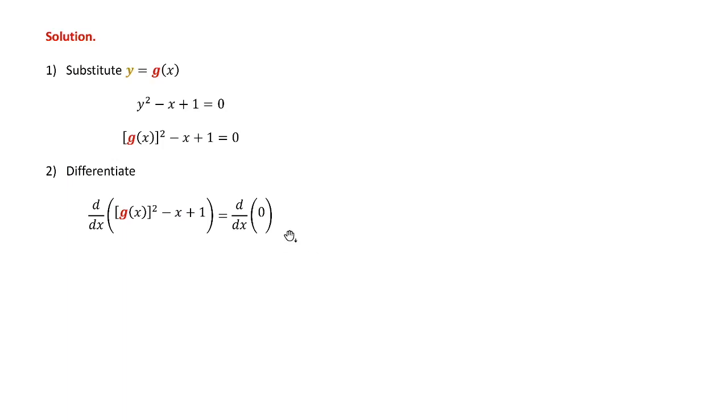Now just look at it. What rules are you going to use? Well, just looking at it, 0 is a constant, so the derivative of a constant is 0. Notice it's not 0 because it's 0. 0 is a constant, right? The function on this side is f of x equals 0. So the derivative of a constant is 0.